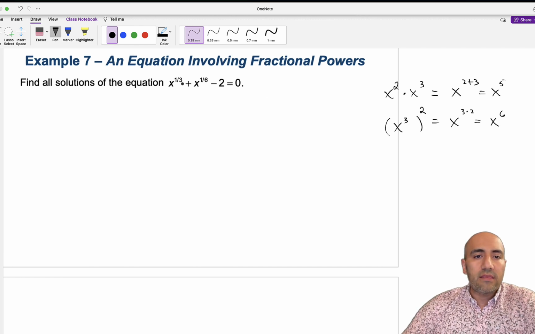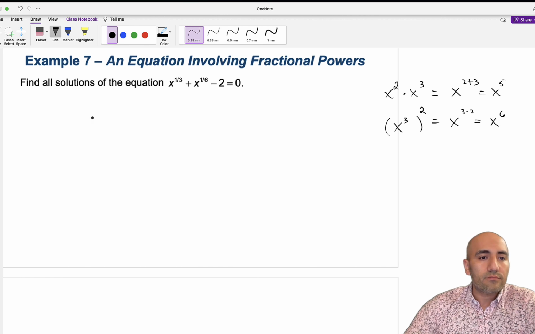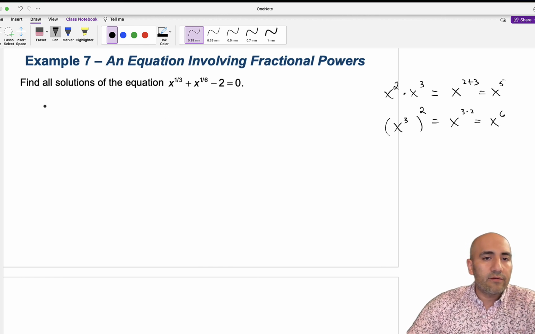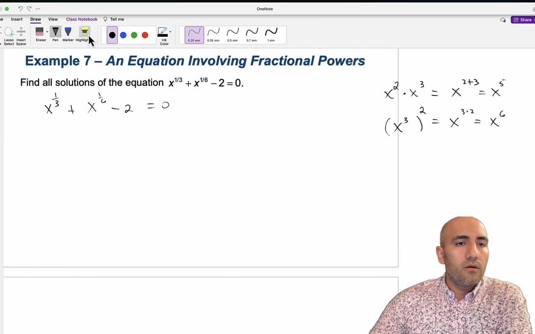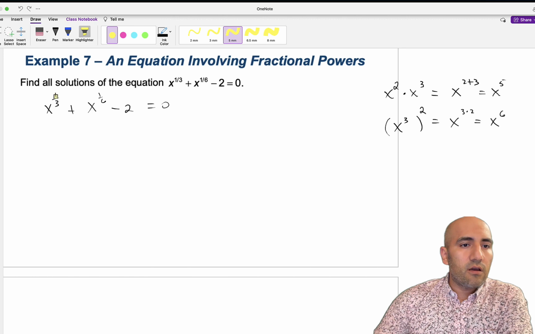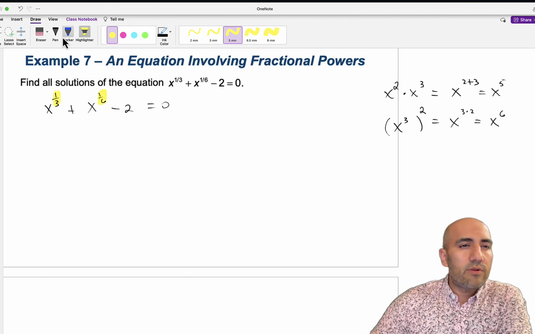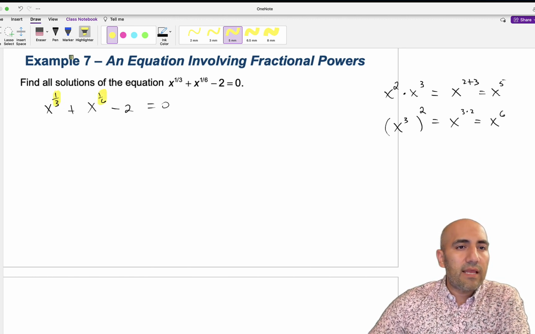I want to rewrite this fraction this way. I'm going to scoot it over here, have some room. x to the 1/3 power plus x to the 1/6 power minus 2 equals 0. Okay, so what I'm going to do is focus on these little exponent guys, and I'm going to notice that if I want a common denominator, I can rewrite the 1/3 this way.